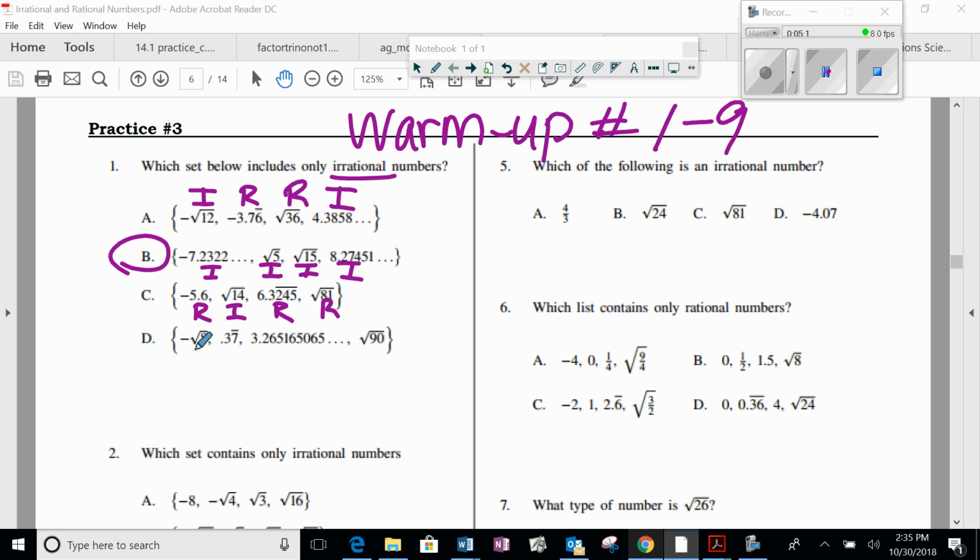And D, negative square root of 8. Rational or irrational? Rational. Is it a perfect square? Yes, it's 4. No, 4 times 4 is 16. Oh my God. Okay, so this is going to be irrational. 0.37 repeating is rational because it repeats. How about this next one? 3.265165506 irrational. And the square root of 90. Irrational. Irrational. Okay, I'm just going to jump over here to number 5.